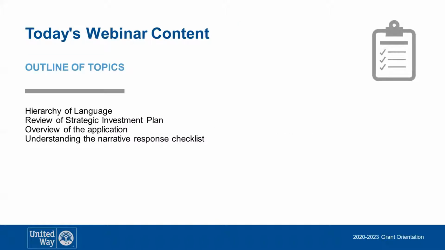So today, the webinar content is really focused around understanding our hierarchy of language and also getting to go over the priorities and strategies within the investment areas. And then we'll go over the application and the narrative response checklist, which is a tool that was developed to help you put your best foot forward in the application cycle.